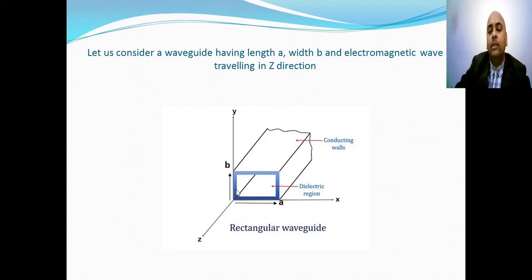These conducting walls are placed at x equal to 0, at x equal to a. Similarly, at y equal to 0 and y equal to b. The material inside these conducting walls is air. Let us suppose the length of the waveguide towards the x direction is a and the length of the waveguide towards the y direction is b.